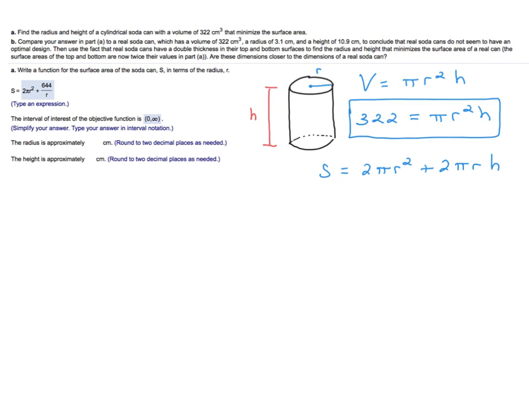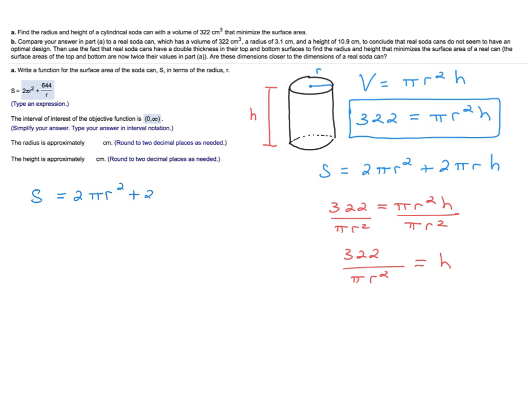So that is, I know that 322 equals pi r squared h. You can divide both sides by pi r squared, and this gives you h. It's equal to 322 over pi r squared. So to get our formula, I'm going to take this, which is h, and substitute it right here. So let's see, S is equal to 2 pi r squared plus 2 pi r, and again, h is equal to 322 over pi r squared.